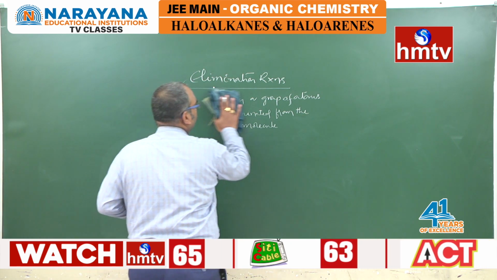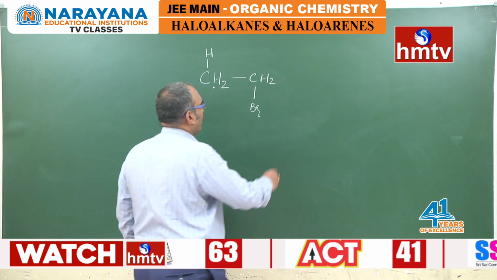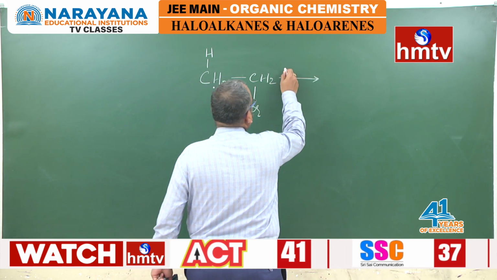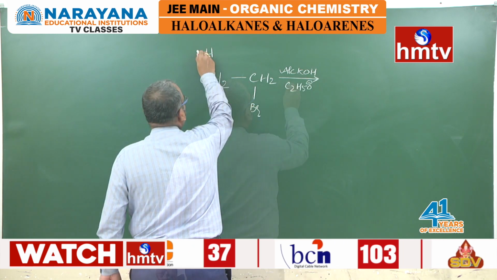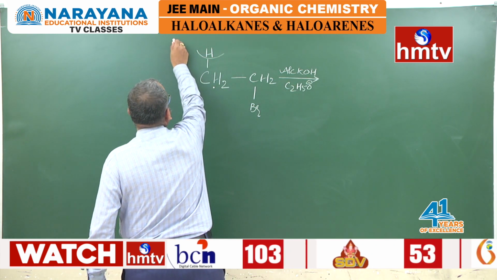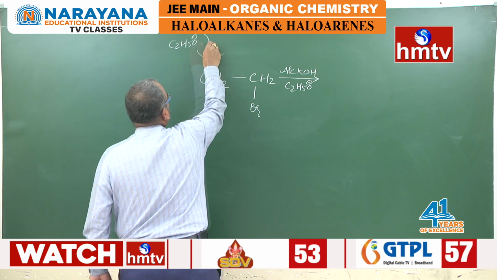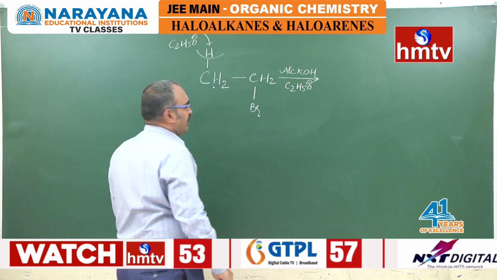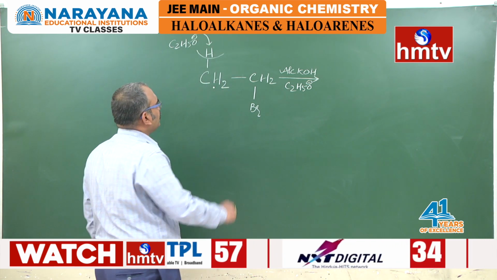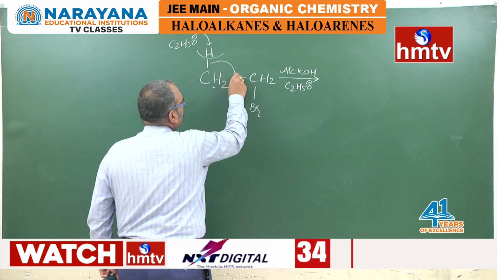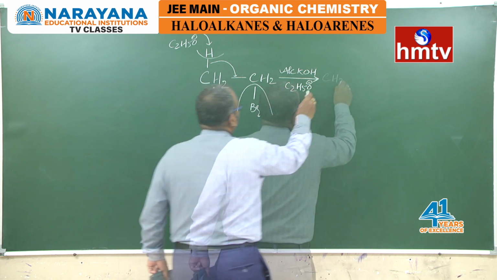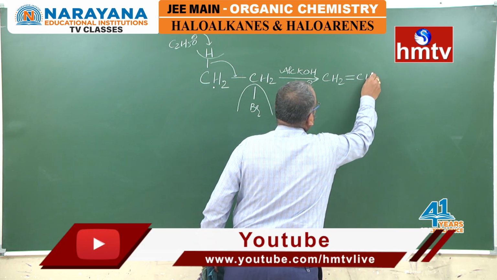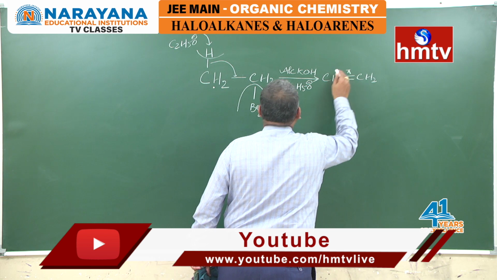I will show it for you. This is ethyl bromide. When made to react with alcoholic potassium hydroxide, this hydrogen is being consumed by C2H5O minus. It is consuming a proton here, which means it is a base. Then the sigma bond is moving here and this sigma bond is going out, giving CH2 double bond CH2. A new pi bond is formed.